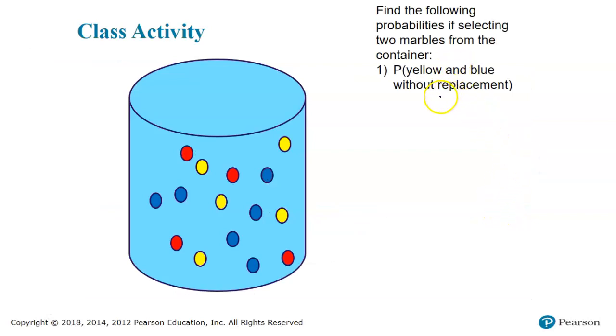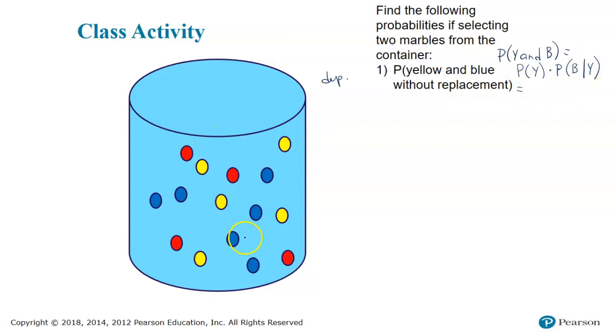Okay, so here's an example of one that I would like to look at. It's very simple, but it does get the idea across as far as with replacement, without replacement, and so forth. The first one here, we want to find the probability of a yellow and a blue. We want to do this without replacement. Without replacement indicates this would be dependent, and since it's dependent, I'm going to have the probability of the yellow times the probability of the blue given that I've already selected a yellow out.